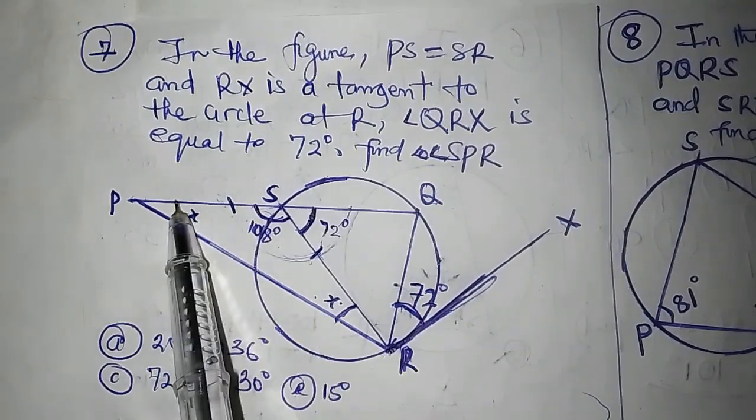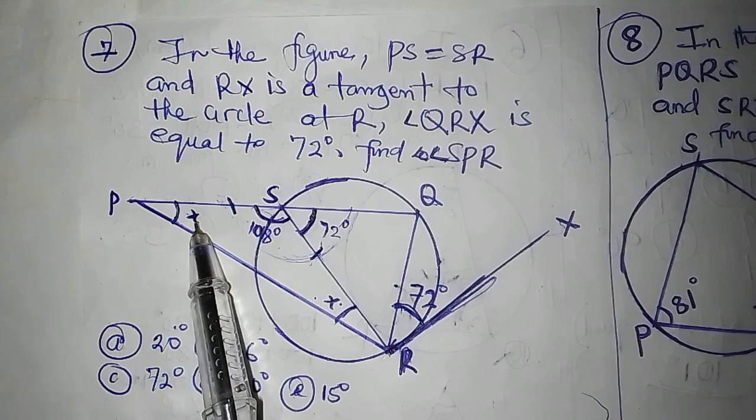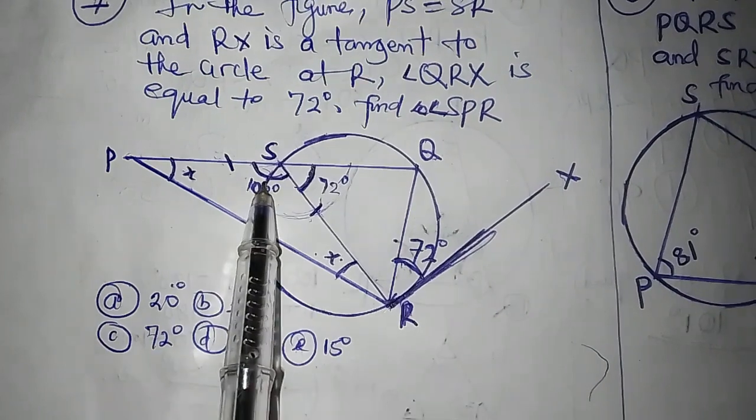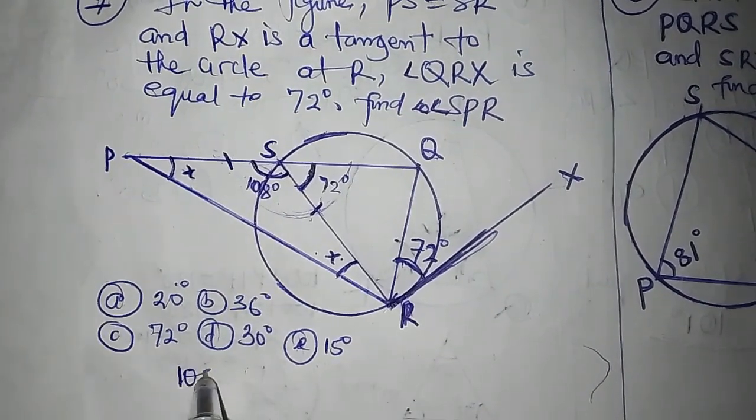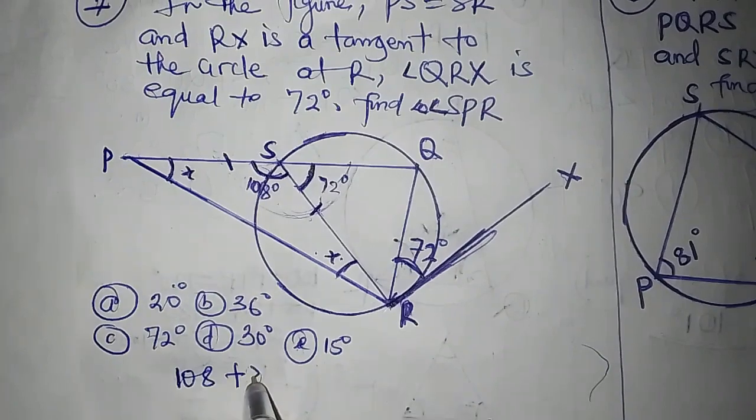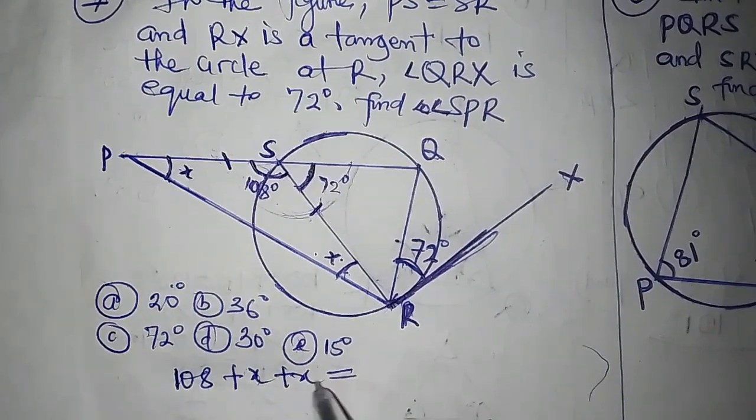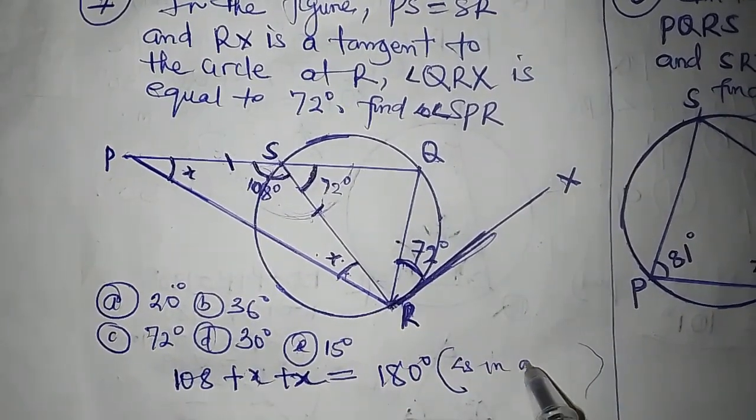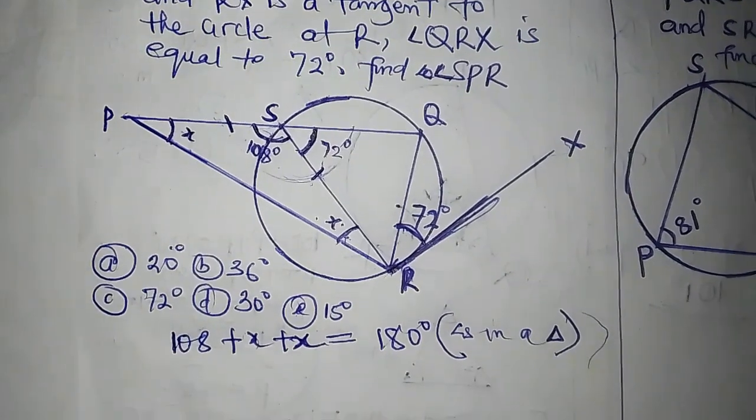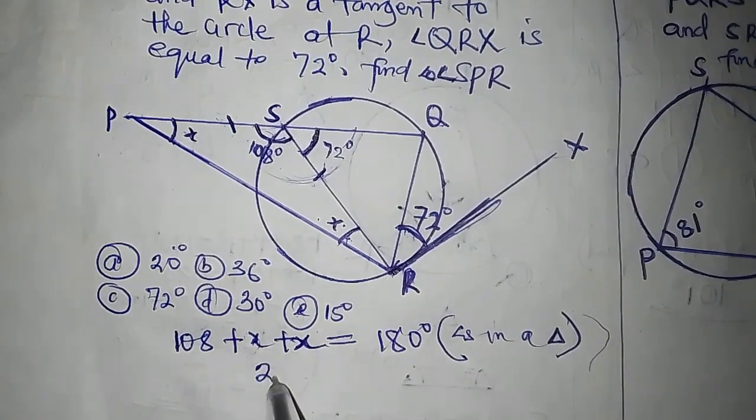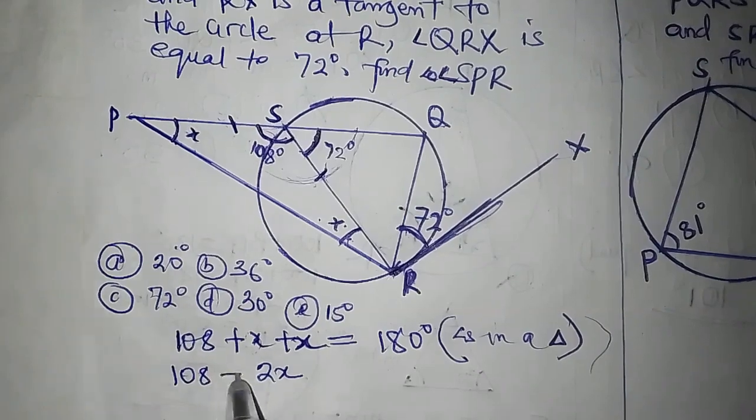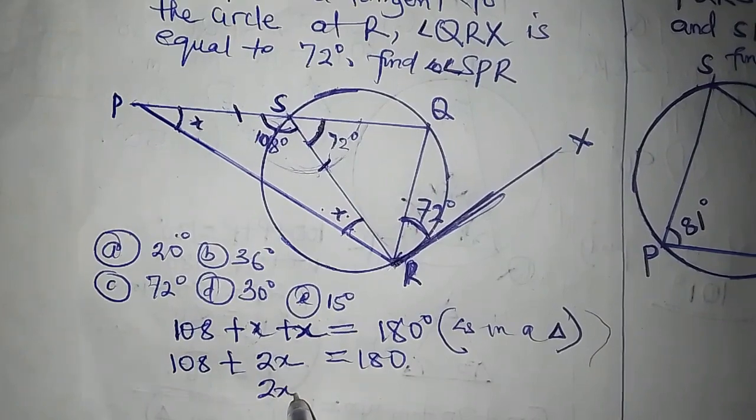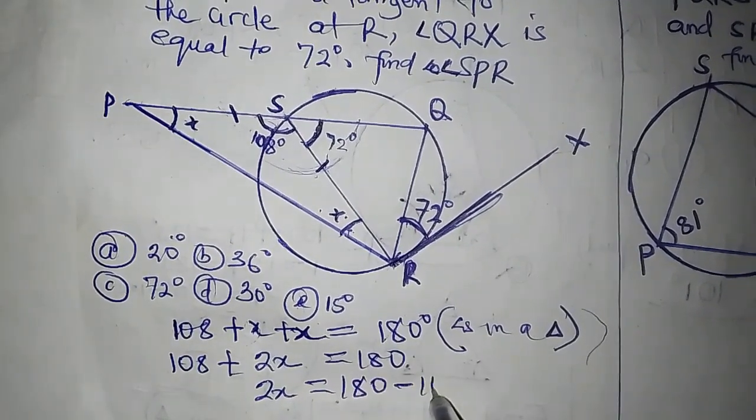So my triangle is complete. Remember, we're looking for this angle here, which is X. So we will use the sum of angles in the triangle rule to solve for X. So 108 plus X plus X, all of them sum up to 180 degrees. Reason is because angles in a triangle. Alright, X plus X is 2X. Then this is 108 plus 2X equal to 180. So that 2X is equal to 180 minus 108.